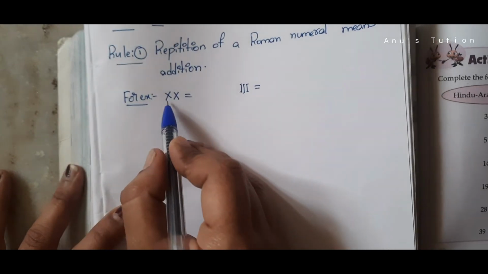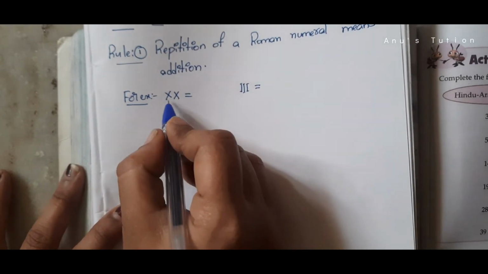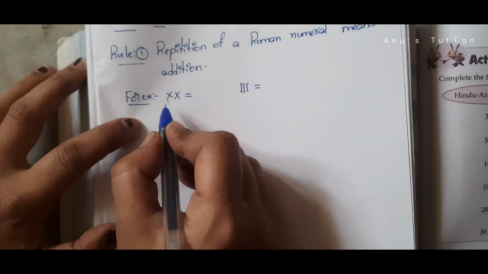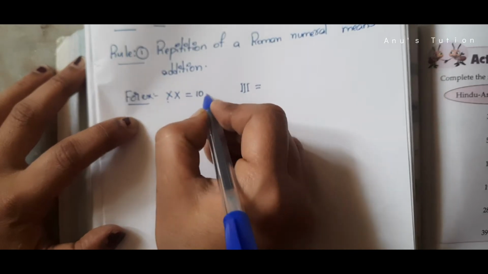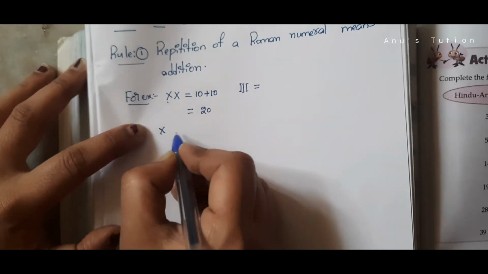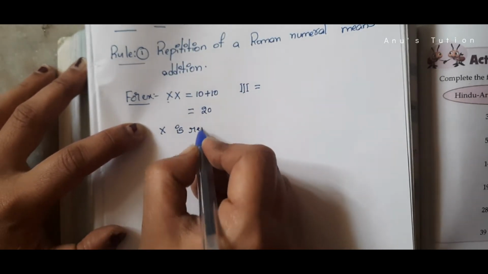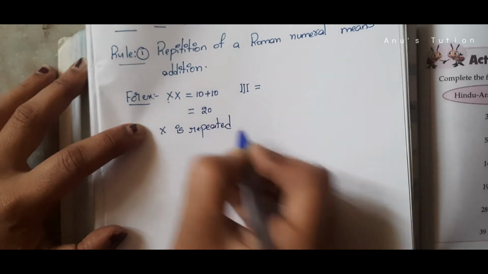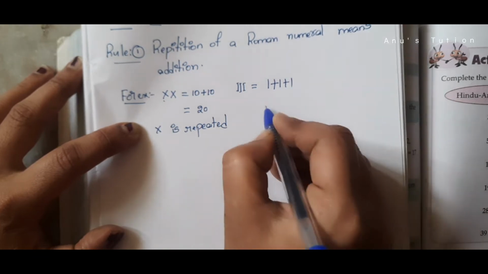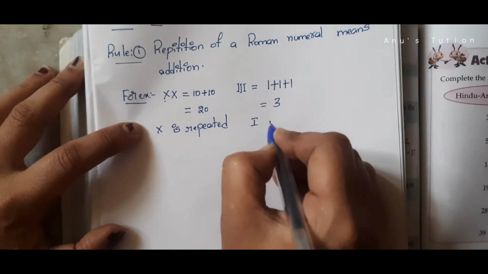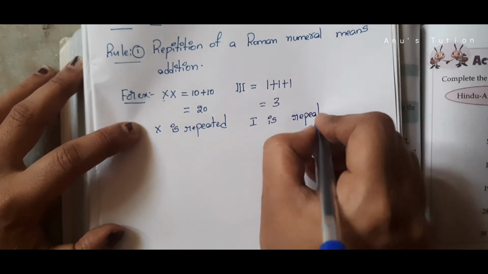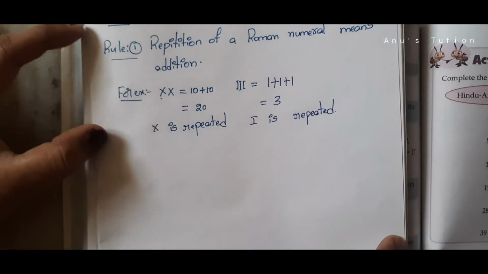For example, XX. What is the value of X in Roman numeral? 10. 10 plus 10 equals 20. Here X is repeated. Next, III. 1 plus 1 plus 1 equals 3. Here I is repeated. Repetition is nothing but addition. This is the first rule, students.